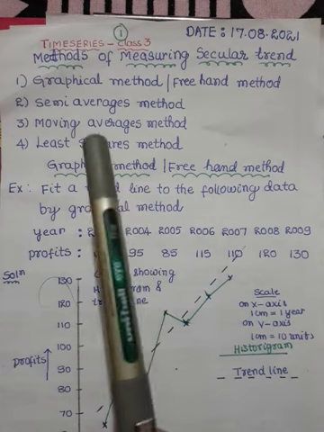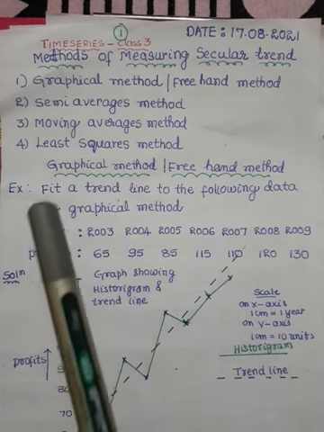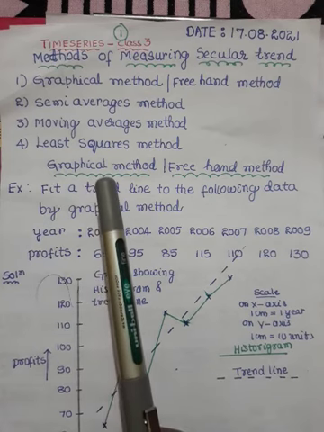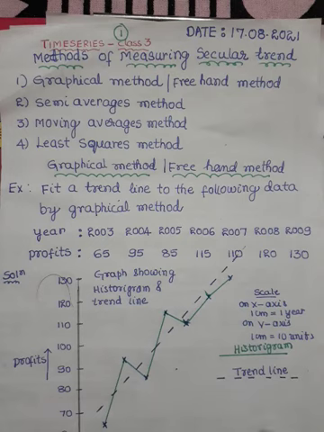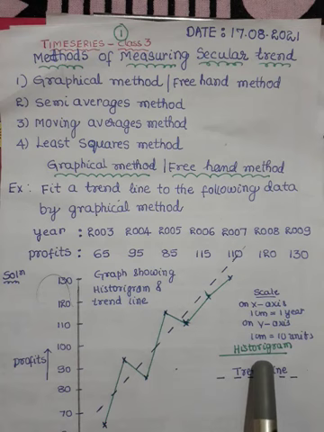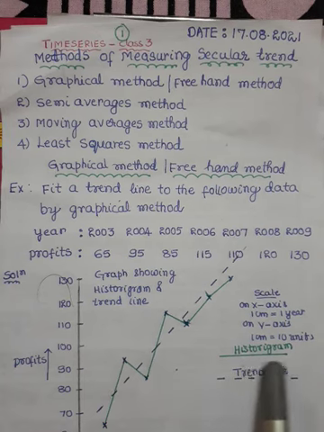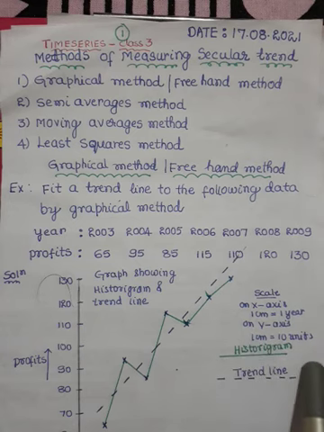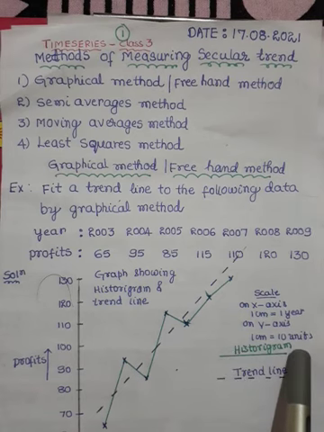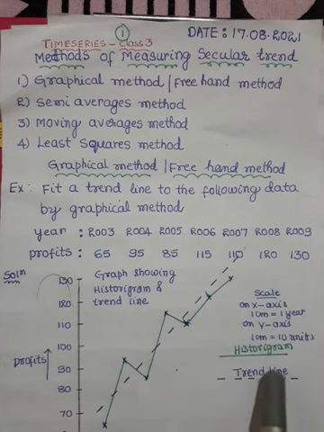Here, firstly we draw a histogram for the time series data. Histogram is the graph of time series. The spelling is very, very important: histogram. If you remove RI, it becomes histogram, which is another type of graph. So the graph of time series is called a histogram. Firstly, we have to draw the histogram.